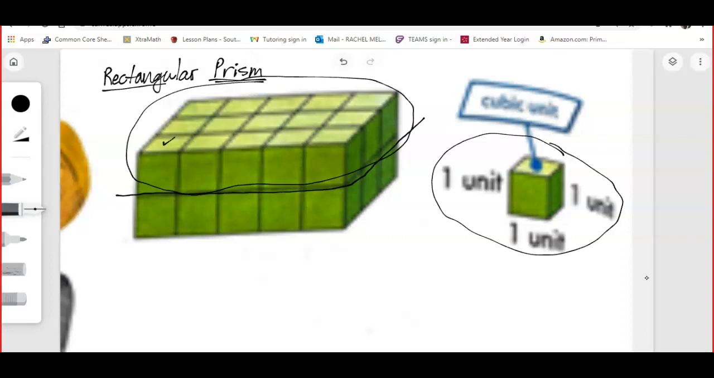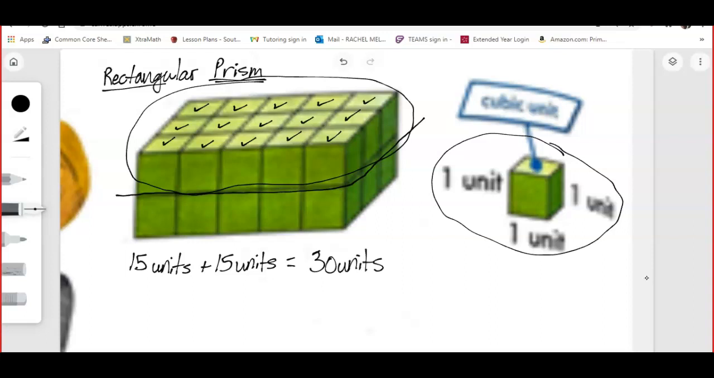Well, I can see that there's 1, 2, 3, 4, 5, 6, 7, 8, 9, 10, 11, 12, 13, 14, 15 units in one layer. Okay, so if the top and the bottom layer are exactly alike, that means that this bottom layer also has 15 units. And I know 15 plus 15 is 30 units. And because it's volume, it's cubic units.